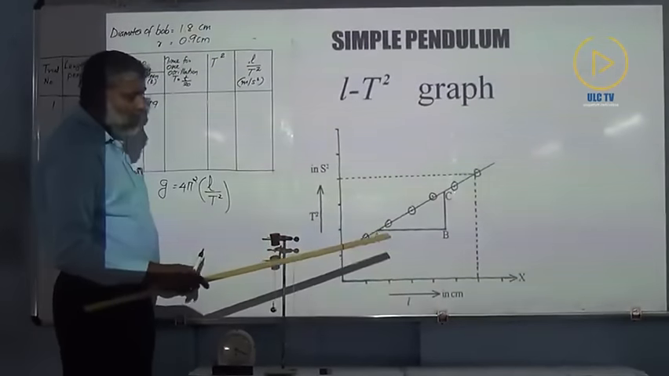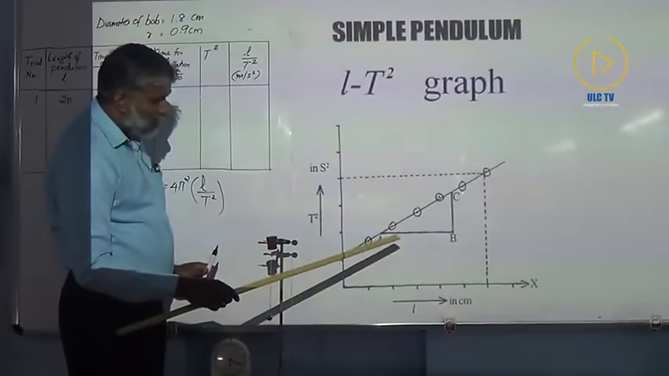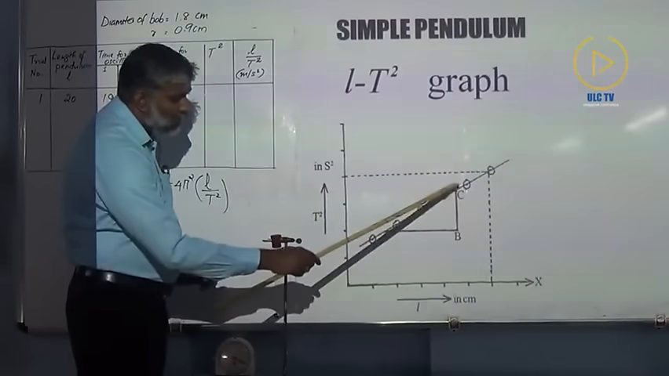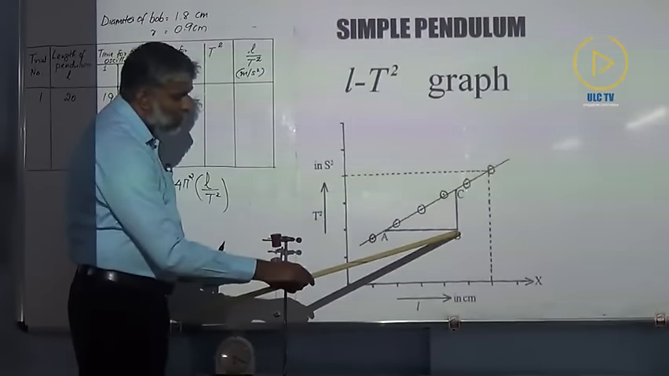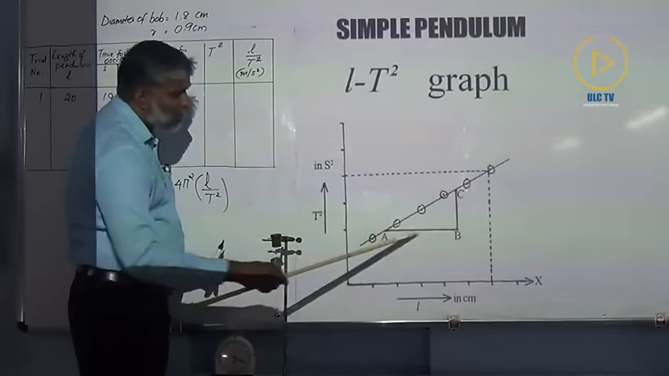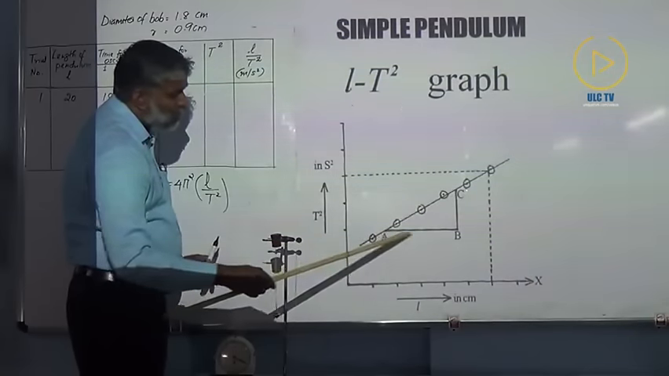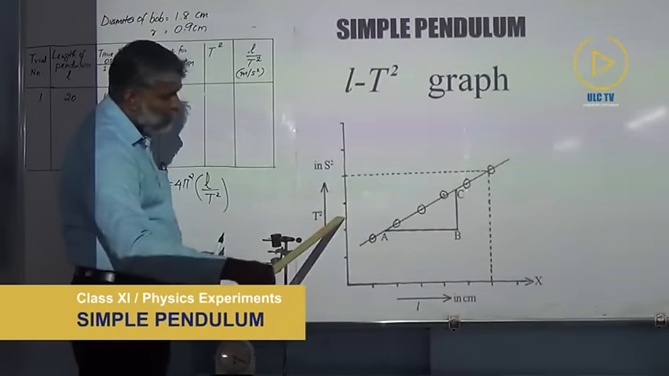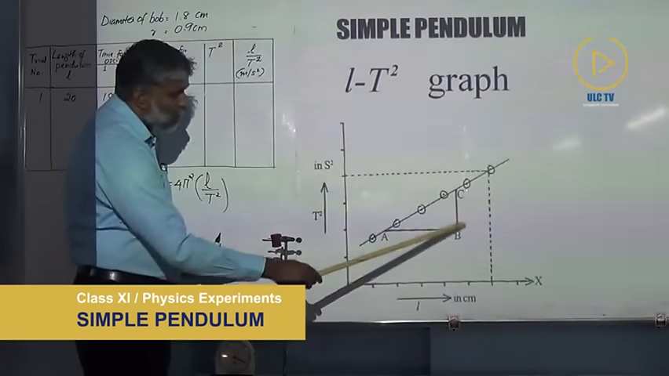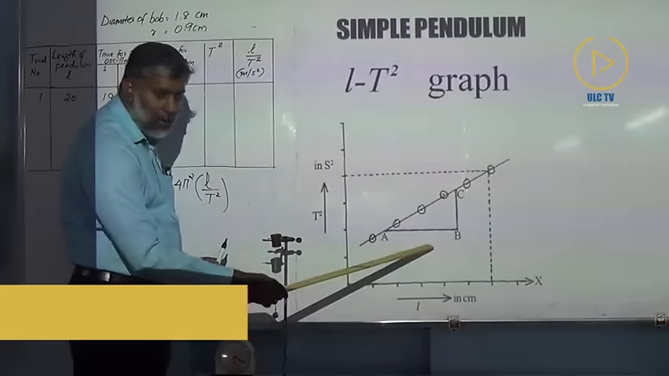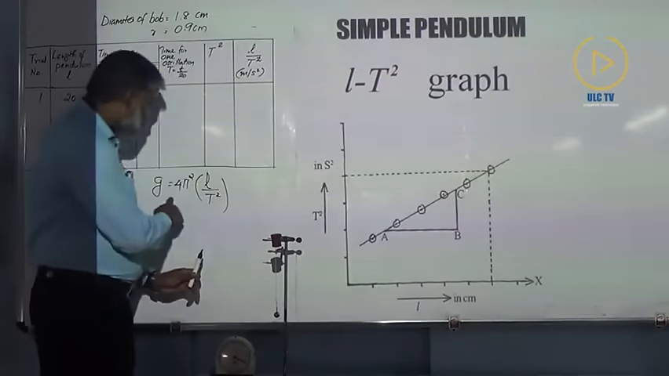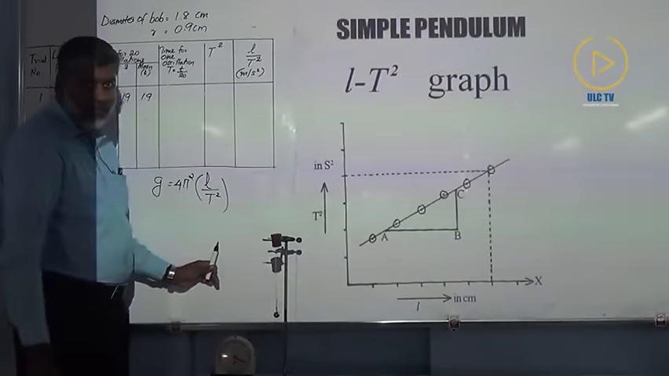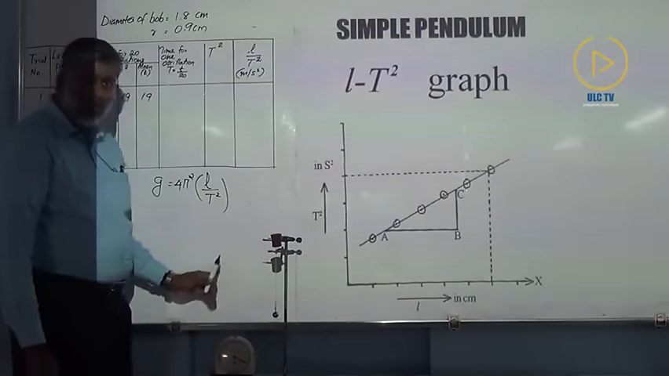Then from this graph also I can calculate the value of L by t square. So this is the graph. I am taking suitable values. See this AB, I am finding a triangle here. The length of this side is L and the length of this side indicates t square. So if I take AB by BC, it will be the value of L by t square. On putting it in the equation g is equal to 4 pi square into L by t square, you get the same value of acceleration due to gravity. That's all about the experiment. Hope you understood.